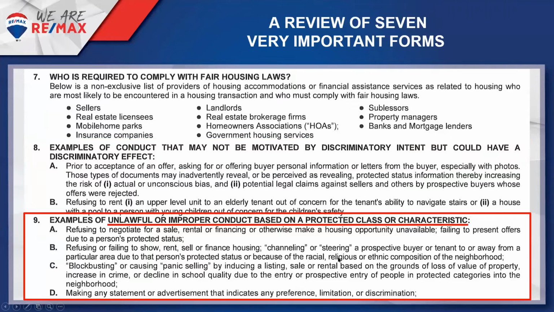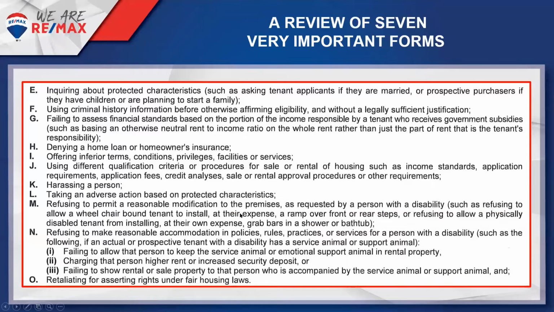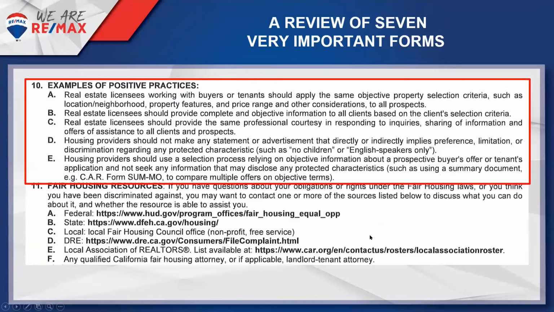All right. Some examples of unlawful conduct based on protected characteristics, and it lists several here on the first page, and then on the top of the second page. Most of them make common sense. Inquiring about the protected characteristics of either a buyer or a tenant. Are these people Hispanic or not? That would be a horrible question to ask, and so that is outright illegal. And so it lists what would be a violation of the law on that form.